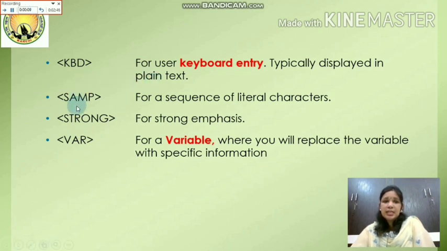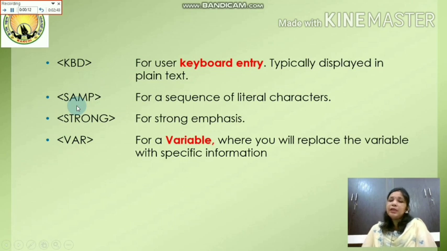Then next is SAMP, for a sequence of literal characters like who is the writer, what's the page number; if you're writing these things together, it should be written inside SAMP. Next is strong. As EM was used for emphasizing, in the same way strong is used for emphasizing some text, either you go for EM or strong. Next is VAR. Variables, you must have heard, are used in different programming languages. In the same way it can be used in web pages also. One example I'll show of how it will render the text after using these tags in your web page.